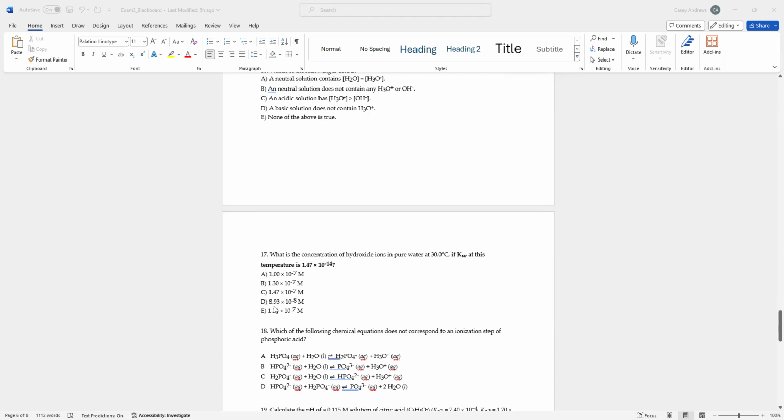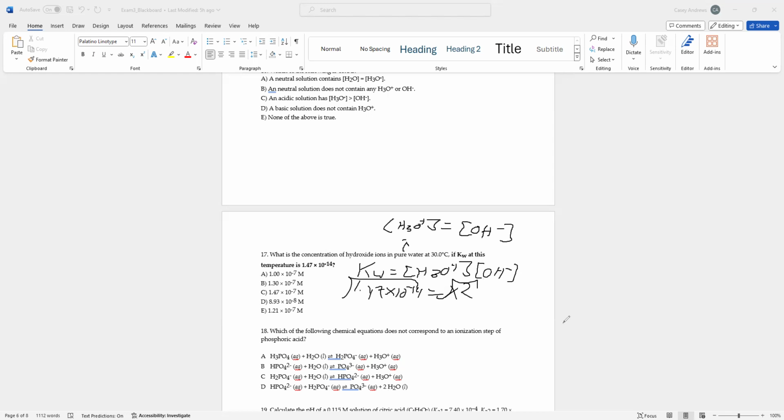What is the concentration of hydroxide in pure water at 30 of Kw? All right, so pure water. That means H3O plus equals the concentration of OH minus. And remember, Kw equals H3O plus times OH minus concentration. Well, if Kw is 1.47 times 10 to the minus 14, and these two things equal each other, I can just say they are x squared. Square root each one. Let's see what this calculation is.